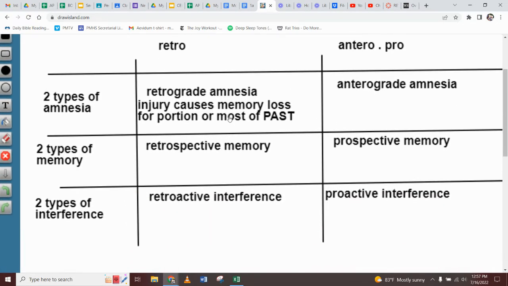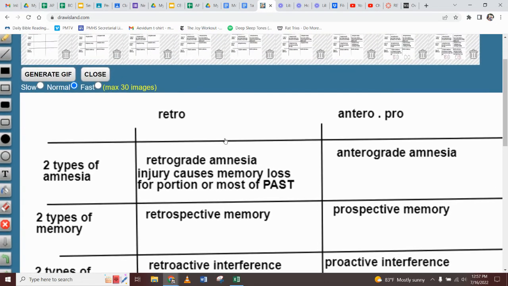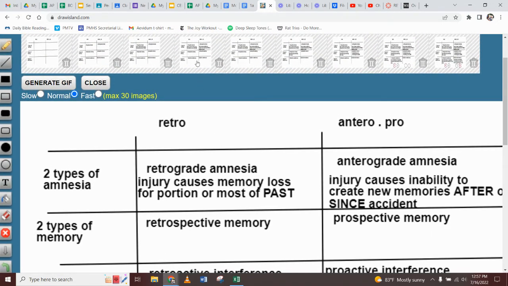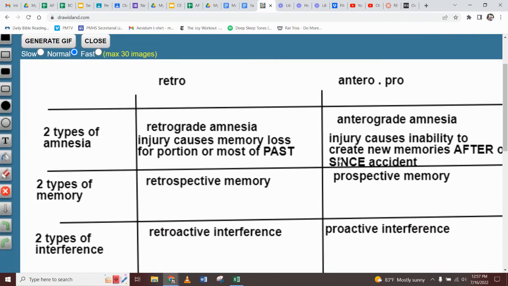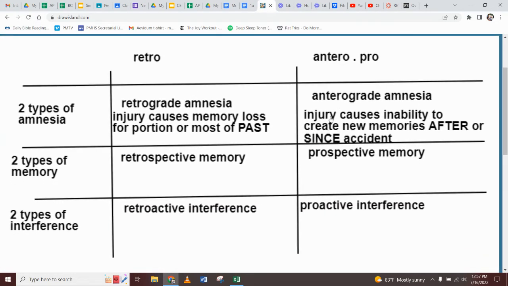So retrograde amnesia is where, remember, in amnesia, you've got to have some kind of injury, a virus, an accident that causes memory loss for a portion or most of the past. That is, things that happen before the injury. That means anterograde amnesia, right, is when it's after the accident or since the accident. Remember, we're using that as a mnemonic. So injury causes an inability to create new memories ever since you had the injury.